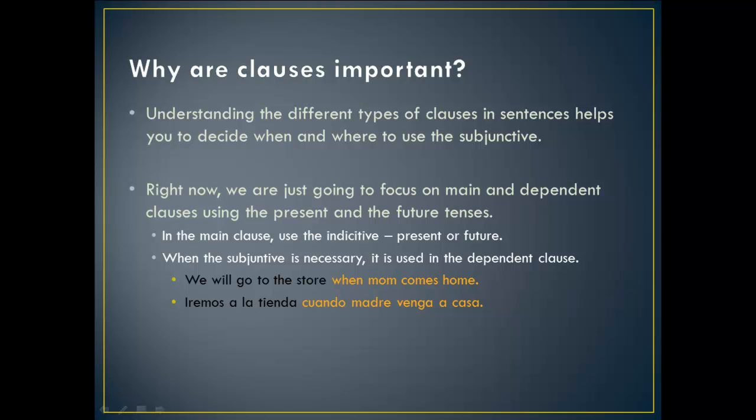So in the example, we will go to the store when mom comes home. We will go to the store is the main clause. It can stand on its own. It's a sentence all by itself. When mom comes home is dependent. And this is where we're going to use the subjunctive in Spanish. So, iremos a la tienda, we will go to the store. Main clause, using the future tense. Cuando madre venga a casa, when mom comes home. So, when she comes home, if she comes home, there is that element of doubt, so we have to use the subjunctive. We've got change of subject. So, subjunctive in the dependent, and we're using future in this case in the main clause.